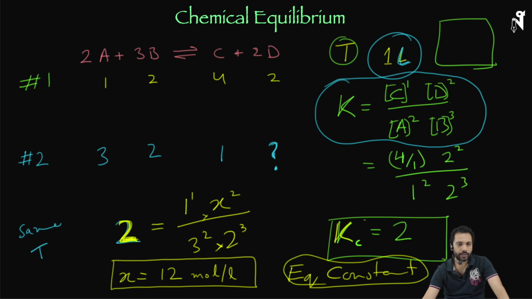So I hope you got the point that once K is found or K is given, it remains same until temperature changes. And in this chapter, most of the questions, 90%, 99% of the questions, we don't have a temperature change. When there is a temperature change, how K will vary, we'll have a separate formula for that towards the end of the chapter. So I hope you got a basic idea of how to use K value.